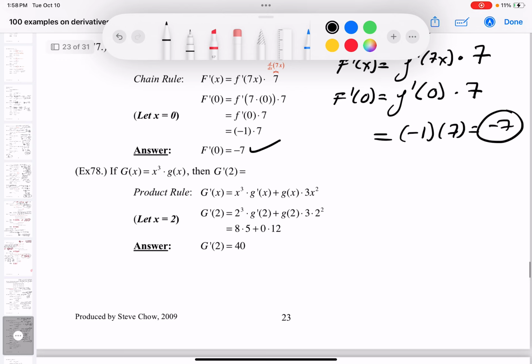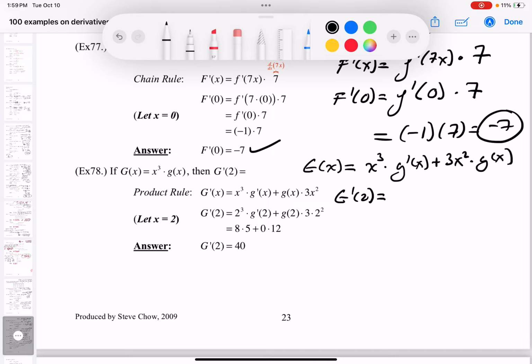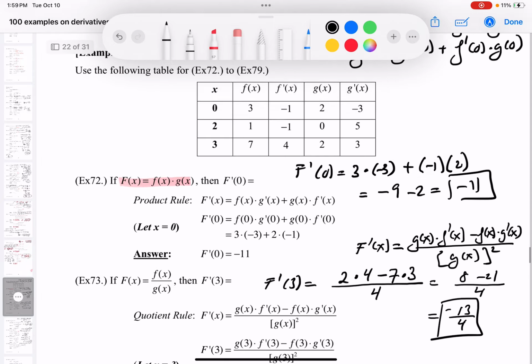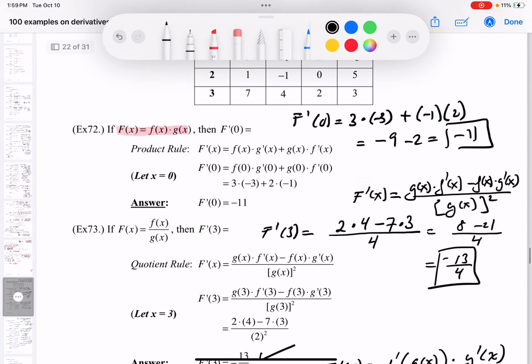All right, let's do this one over here. And this big G is going to be, it's a product rule, isn't it? So I'm going to say x cubed times g prime plus 3x squared times g. And where they want g prime at 2. Well, 2 cubed is 8. G prime of 2, I got to look it up. G prime of 2 is 0.